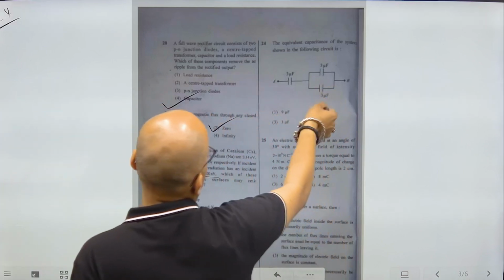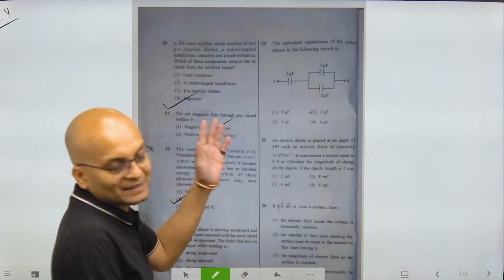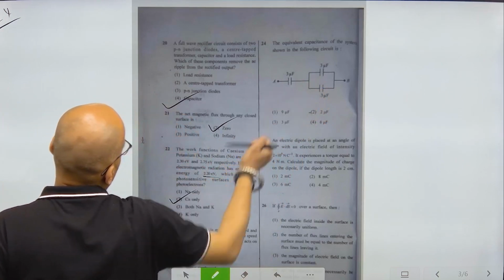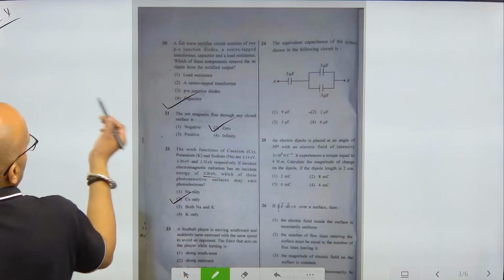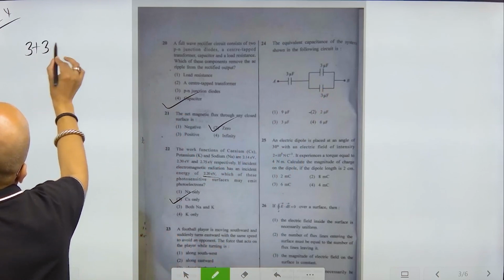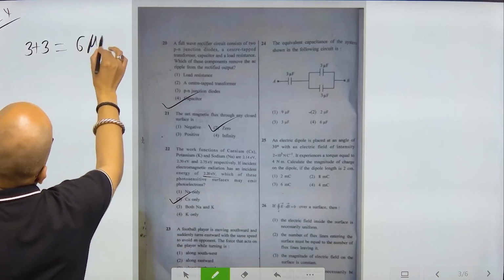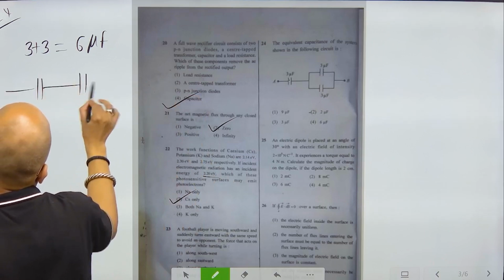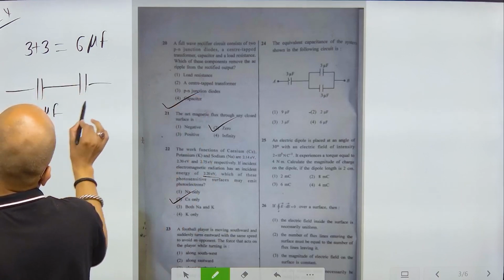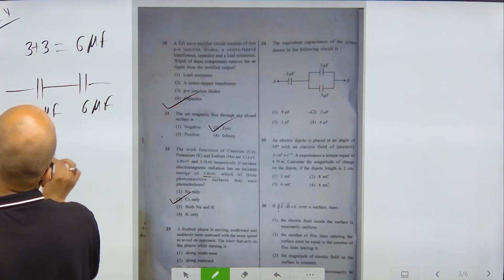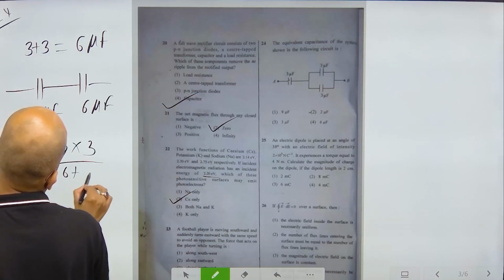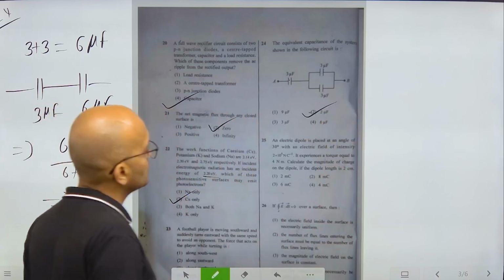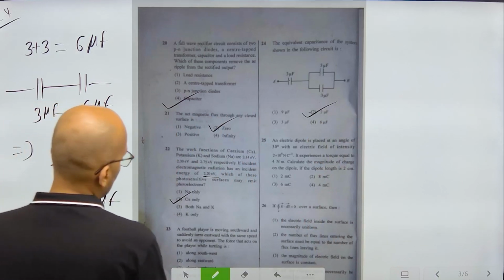We have to calculate equivalent capacitance of the following. Now these two are connected in parallel. So in capacitors what happens? Capacitance will be added if they are connected in parallel. So 6 microfarad, and this will be in series with it. Like this. 3 microfarad and 6 microfarad in series. So 6 into 3 upon 6 plus 3, 18 upon 9, that is 2 microfarad. Okay. Next question.